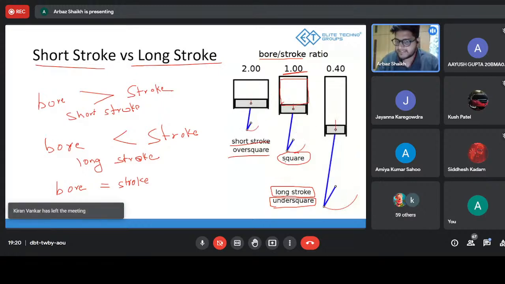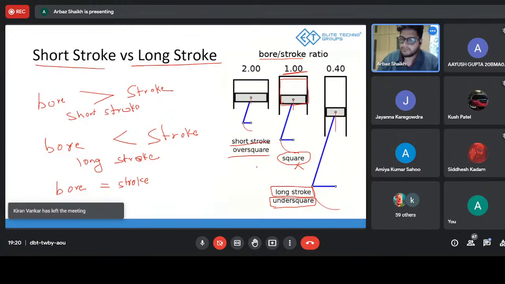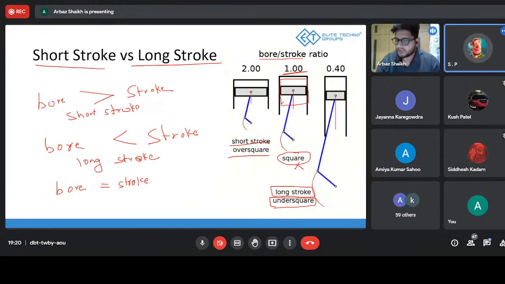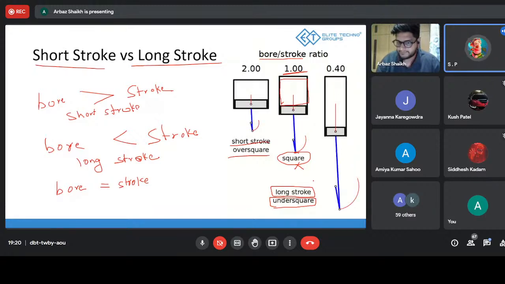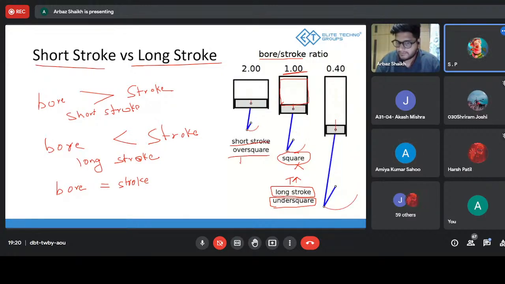Now, from our understanding of torque, what do you think will happen to torque in these cases? Let's not talk about square for a while. Let's talk about short stroke and long stroke. Where do you think the torque will be higher, in short stroke or in long stroke? Long stroke. Right, so the torque will be higher in long stroke.